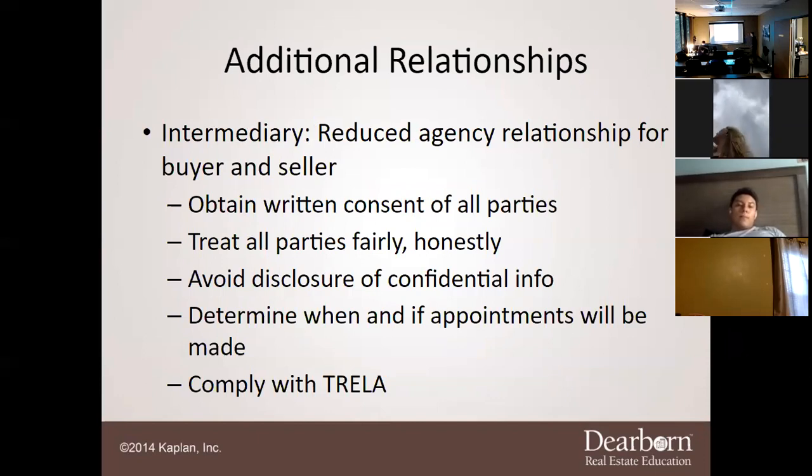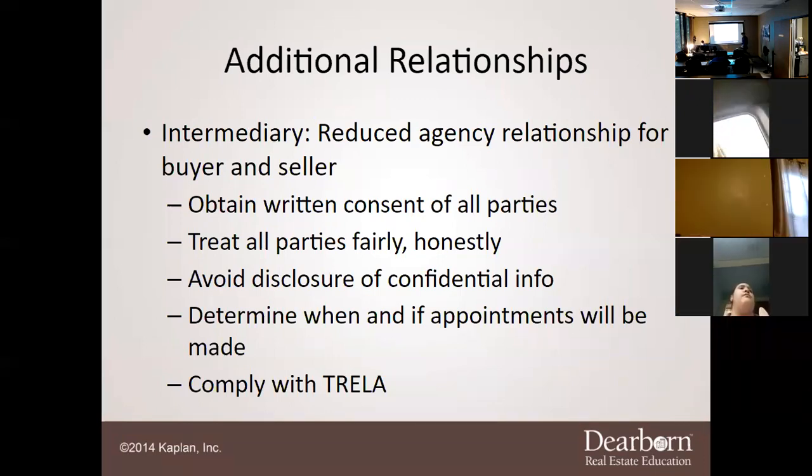Intermediary. So remember, intermediary is reduced agency relationships for both the buyer and seller. They get less services because I can't really give them advice or opinions. But you need to have written consent of all parties to be an intermediary. Got to treat all the parties fairly and honestly. Avoid disclosure of any confidential info, and determine when and if appointments will be made. Also, you need to comply with trade law, obviously.